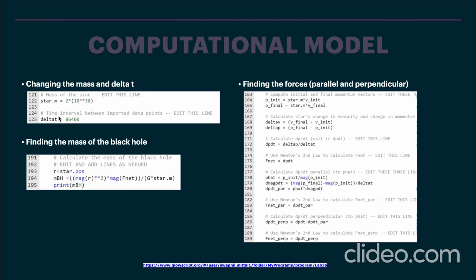We have changed the mass and the delta t because it was given as 1 and 1 in the initial code. We've also calculated the mass of the black hole and printed it. And then here's the code to calculate the parallel and perpendicular forces on the star.